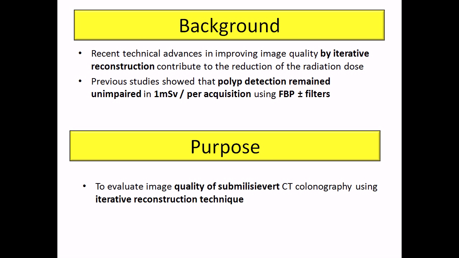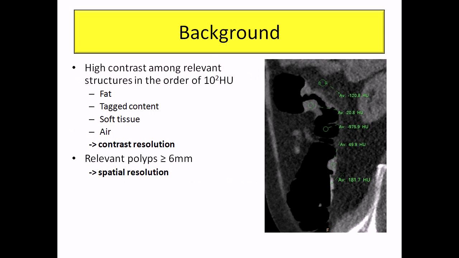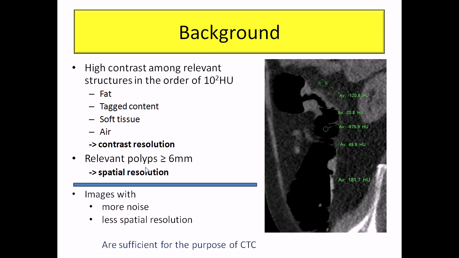There were previous studies that show that polyp detection remained unimpaired in 1 millisievert per acquisition studies. In this study, we aim to evaluate image quality of sub-millisievert CT colonography with iterative reconstruction technique. And we could do it because there is a high contrast among relevant structures, in the order of hundreds of Hounsfield units, as you may see here. The size of relevant polyps begins with 6 millimeters. Therefore, we can do it with a bit more noisy images.